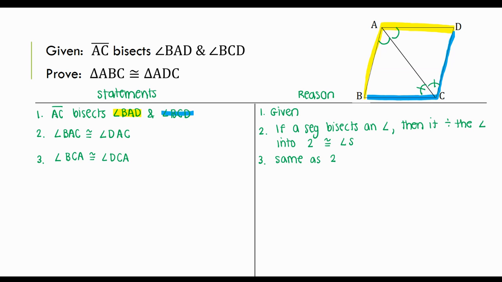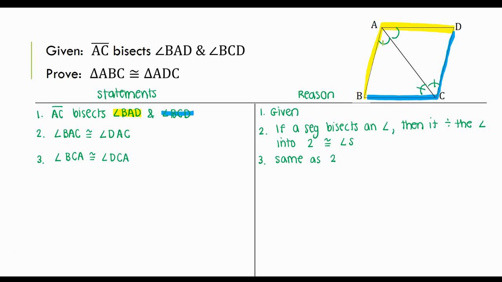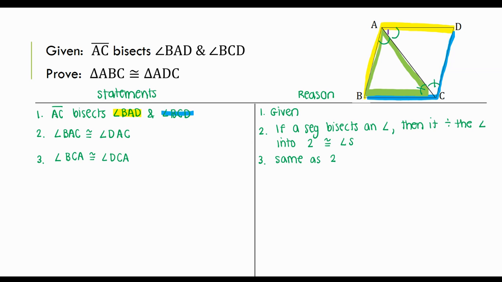I can't expand on that any further. It looks like there are no more givens, so I can't do anything there. I want to try to prove that the triangle ABC, so let me highlight that in green for us, this triangle right here, ABC, is congruent to the triangle, let me highlight that in, let's say purple. Okay, so we want to get these 2 triangles to be congruent.